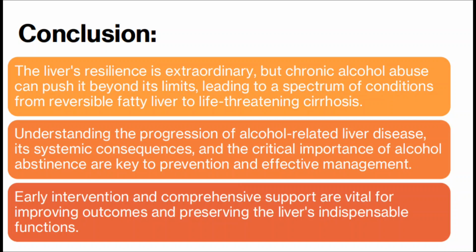Conclusion. The liver's resilience is extraordinary, but chronic alcohol abuse can push it beyond its limits, leading to a spectrum of conditions from reversible fatty liver to life threatening cirrhosis. Understanding the progression of alcohol related liver disease, its systemic consequences, and the critical importance of alcohol abstinence are key to prevention and effective management. Early intervention and comprehensive support are vital for improving outcomes and preserving the liver's indispensable functions.